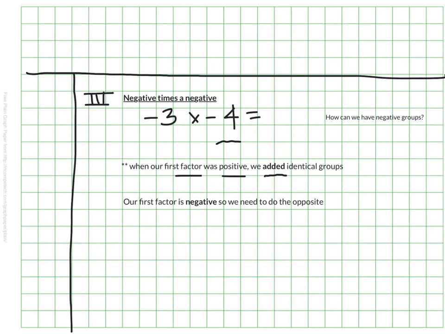If before we were adding groups on, and this is the opposite, somehow we're going to need to remove the 3 groups. And to remove what we don't currently have, right? We don't have groups to remove. To remove what we don't currently have, we're going to go back to our friend, the 0 pair. I'm going to fill up my space or my board or my model with enough 0 pairs that I can remove 3 groups of negative 4.